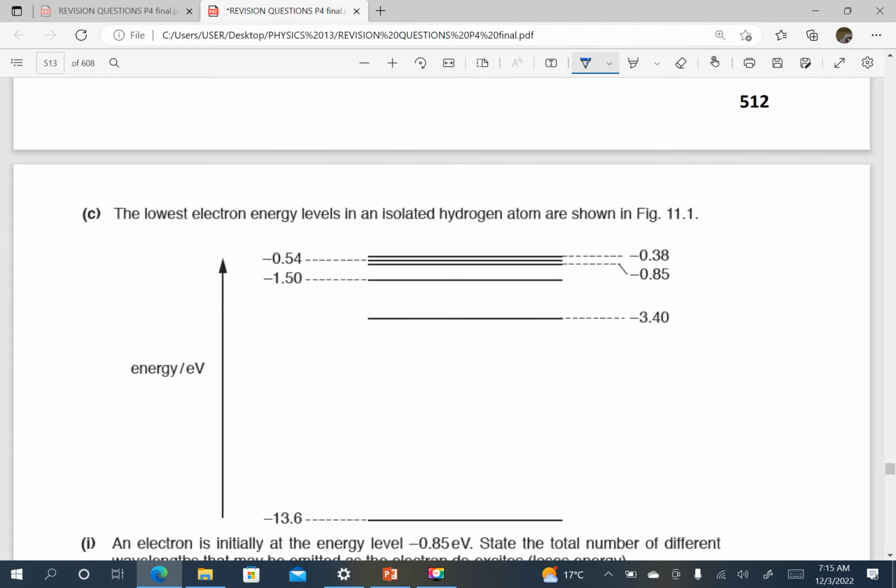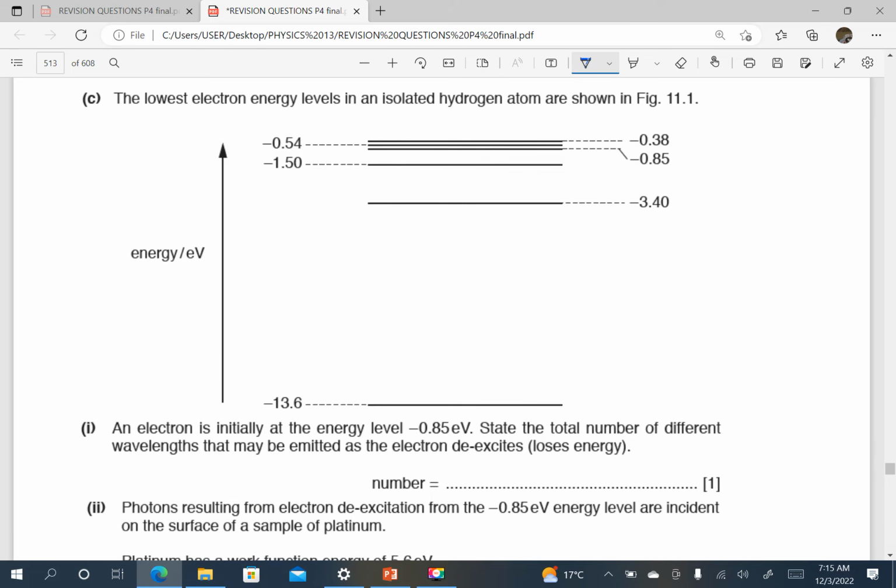The lowest electron energy levels in an isolated hydrogen atom are shown here. An electron is initially at energy level negative 0.85. So it is initially here. State the total number of different wavelengths that may be emitted as the electron de-excites, loses energy. This electron may de-excite from negative 0.85 directly to the ground state. So that is one line.